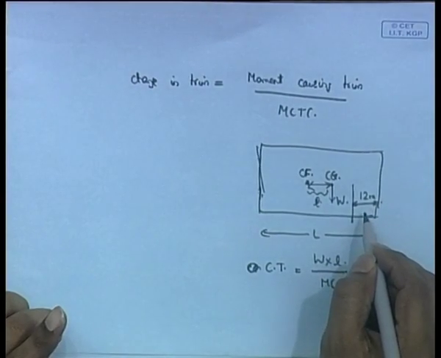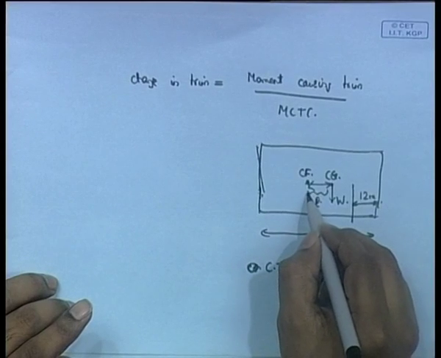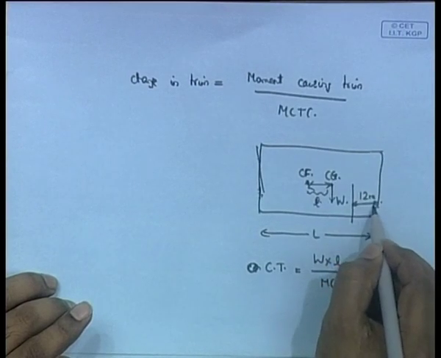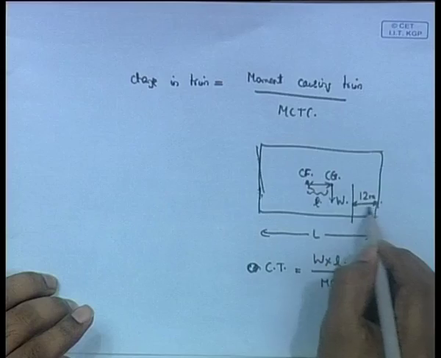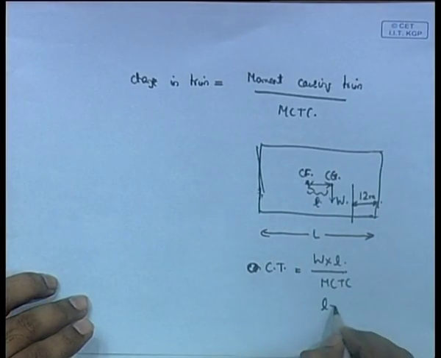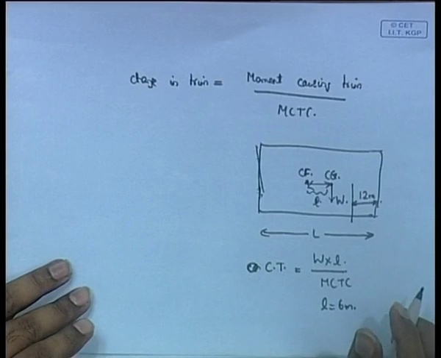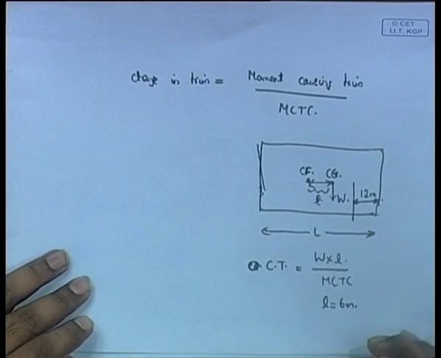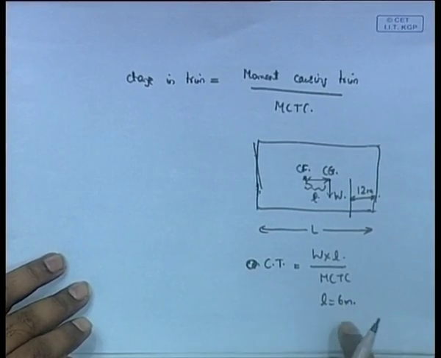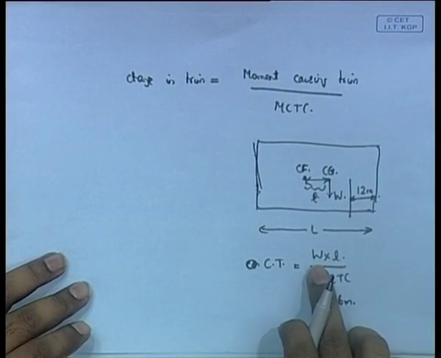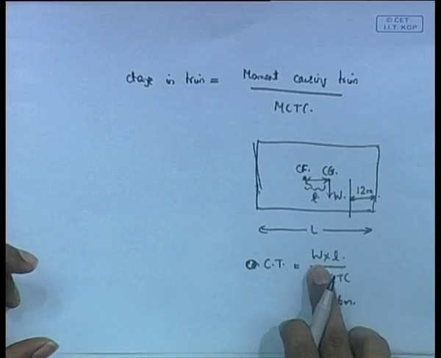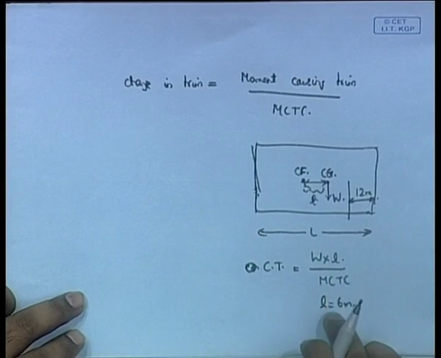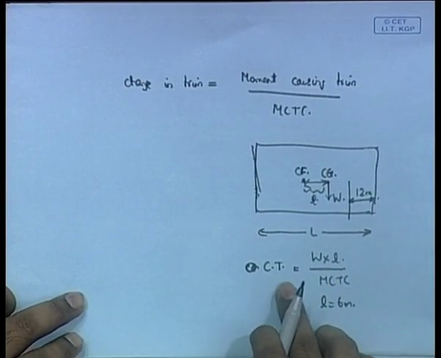If you remember the previous class, the distance between the center of flotation and the center of gravity will be equal to this length divided by 2, so 6 meters. In this case l will be 6 meters, and now the problem becomes very straightforward. L is given, and W, the weight of the ship, is given too. It is not written here, but the vessel's displacement has to be given, otherwise you cannot do the problem. Once you have that and the MCTC, you just find the change in trim.